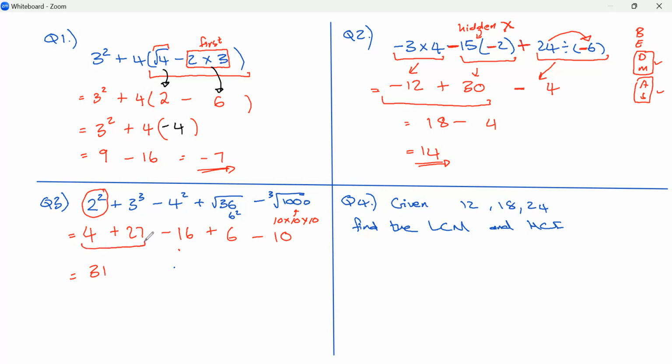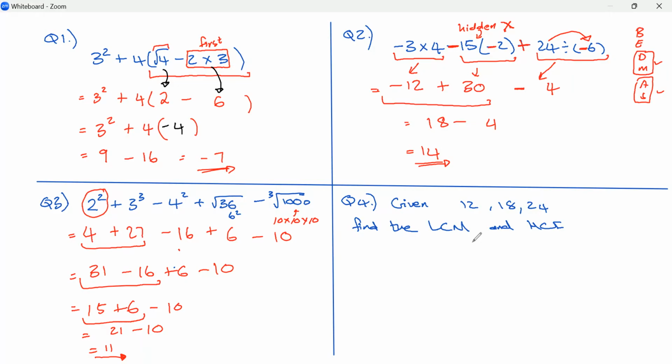31, I'm going to do this in stages, right? Then I got minus 16 plus 6 minus 10. 31 minus 16 is 15. 15 plus 6 is 21. Minus 10 comes to 11. So the final answer here is 11 for this one.